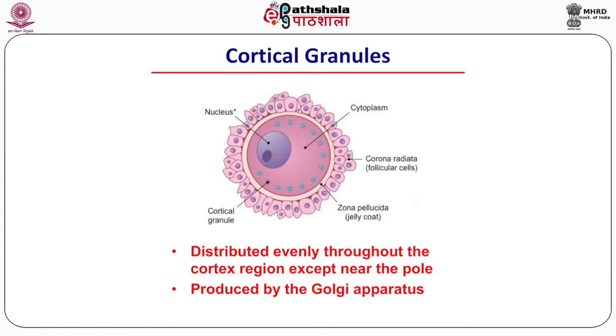The other special feature of mammalian oocytes are the cortical granules. They are present as secretory vesicles just inside the plasma membrane in the outer region of the oocyte cytoplasm. They are distributed evenly throughout the cortex region except near the pole where the nucleus and the first polar body are usually present. There is a reason for this, which will be discussed later.